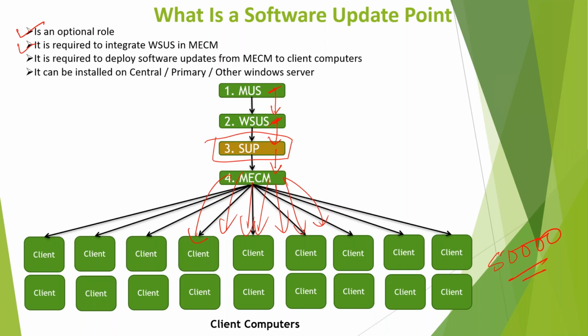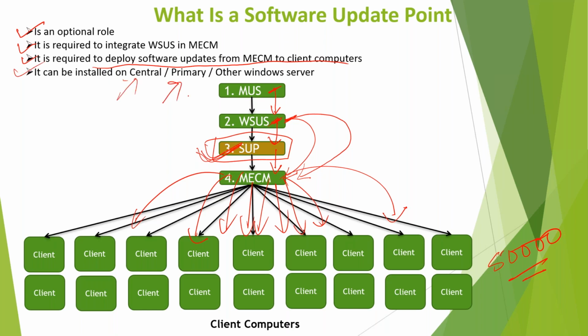It is like a communication bridge between WSUS and MECM. So WSUS updates will get integrated in MECM because of this role. Because of the software update point, you will be able to integrate the updates from WSUS into SCCM. So it is required to deploy software updates from SCCM to client machines. It is needed to deploy updates from MECM to client machines, right? And it can be installed on the central admin site, primary site, or any other Windows server.